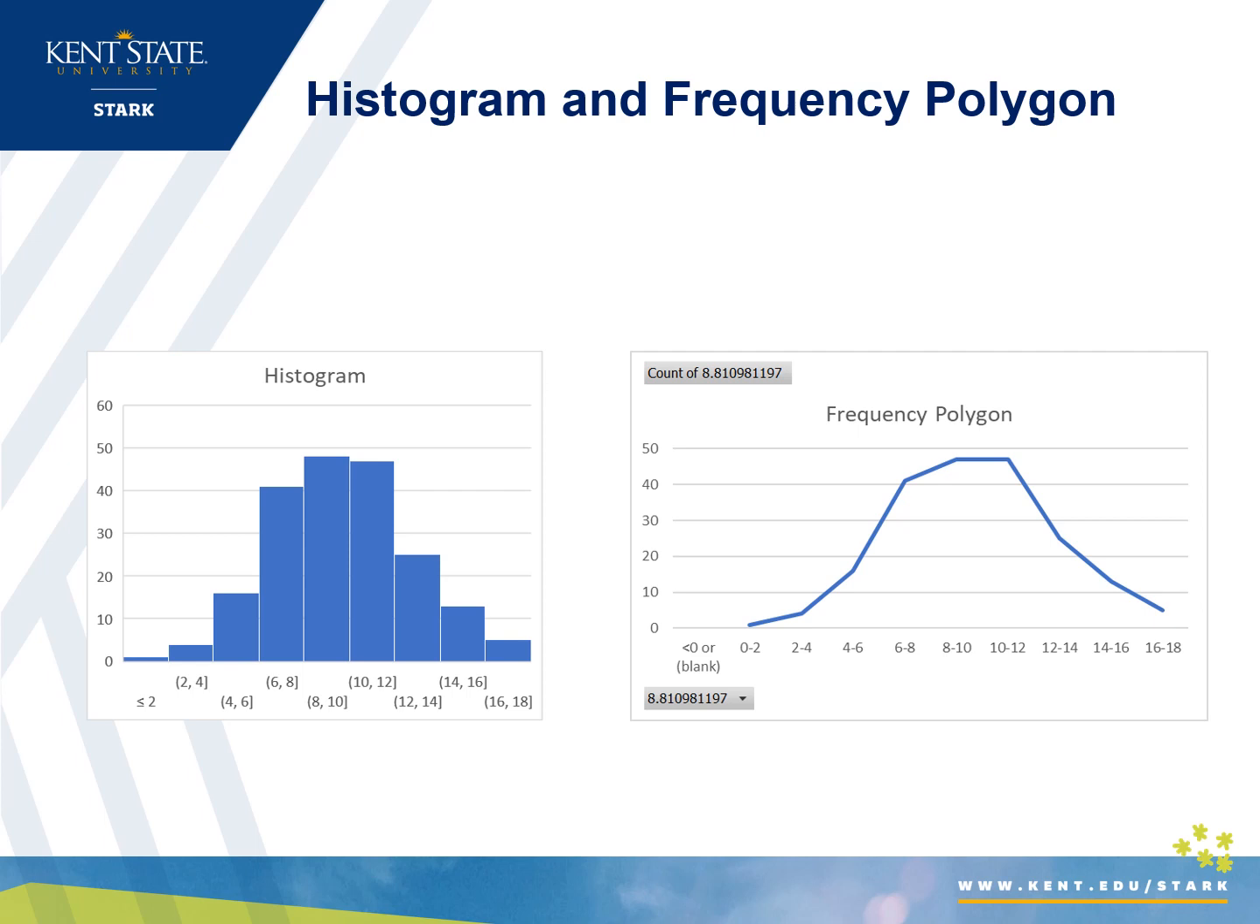Here we compare a histogram and a frequency polygon. The two are quite similar in that each divides quantitative data into bins and then reports the frequency of data in that bin. So in this case, about 40 observations are between 6 and 8, as shown by the height of the bar in the histogram and the height of the line in the frequency polygon. Which you prefer is really up to you.